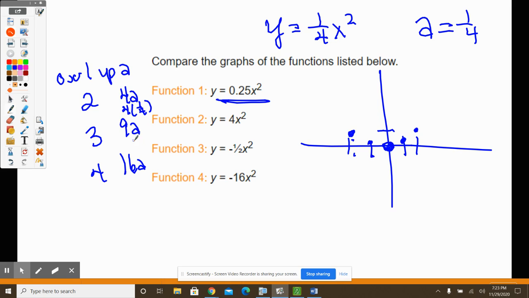Over 3, up 9 times 1/4, which is not very helpful. But this next one is over 4, up 16 times 1/4, which means over 4, up 4. And that is enough points for me to get a good idea of how wide my parabola is. Whoop, that wasn't so good, but pretend it was.